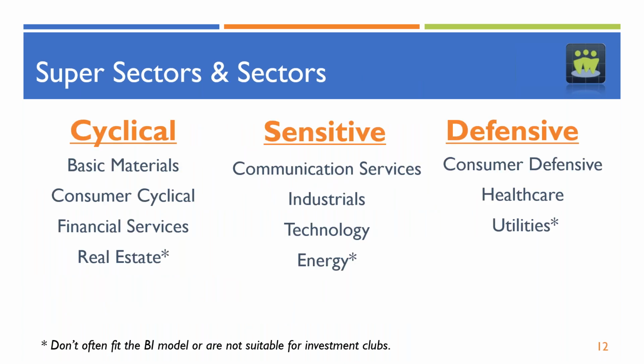Here are the super sectors and the sectors in our data service. The cyclical super sector includes the basic materials, consumer cyclical, financial services, and real estate sectors. The sensitive supersector includes communication services, industrials, technology, and energy sectors, and the defensive supersector includes consumer defensive, healthcare, and utilities.